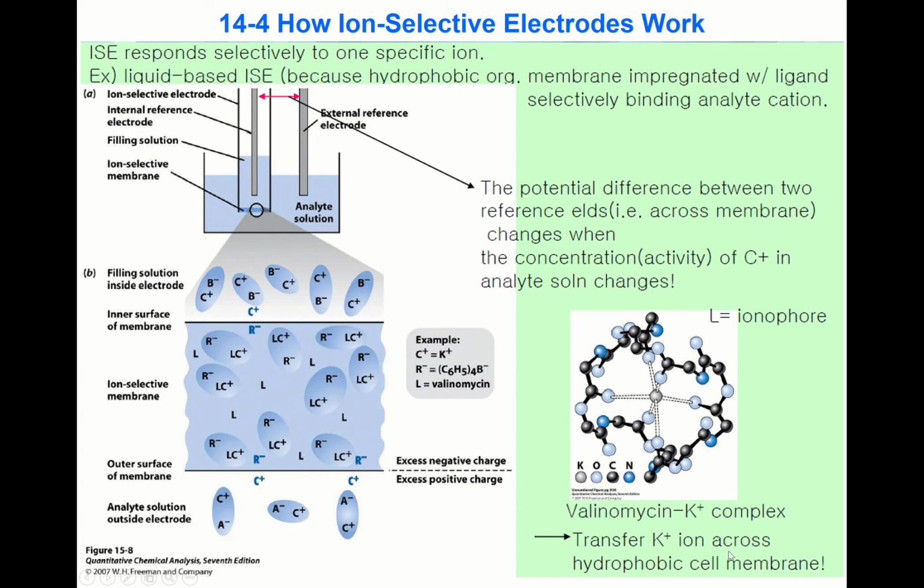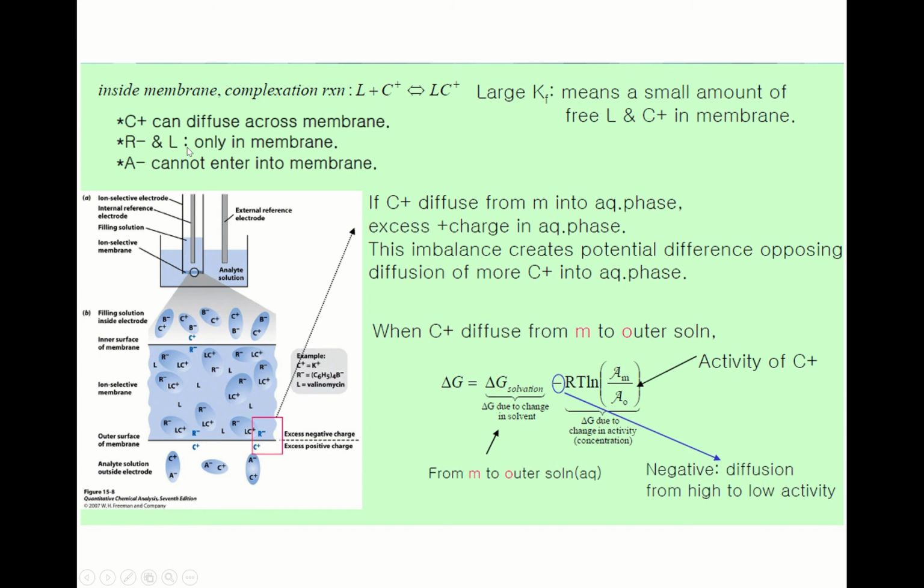Here this valinomycin makes a complex with potassium ion. So potassium ion is transported across the hydrophobic cell membrane. This is very important in our living cells. Inside the membrane, the complexation reaction is this one. This is the ionophore and cation, and this is the complex. The formation constant is so large. The large Kf formation constant means a small amount of free L and cation in the membrane.